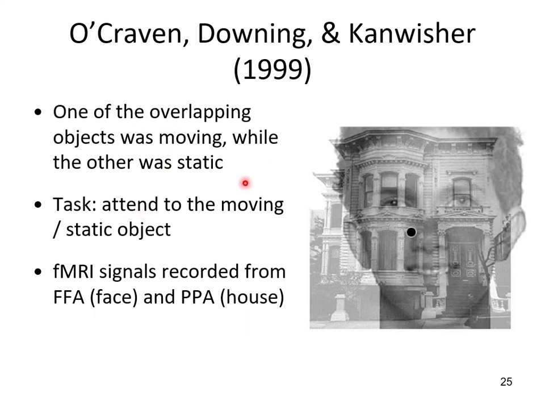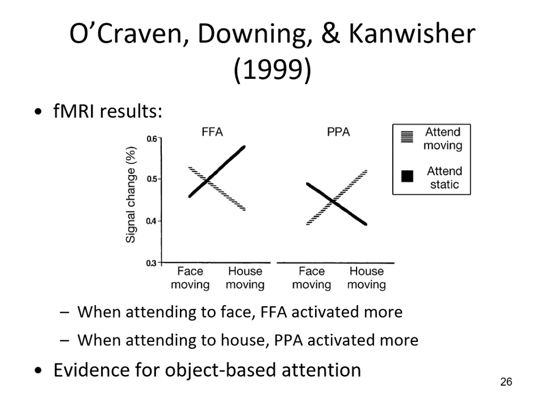However, in this experiment, they do a little twist. They do not directly ask participants to focus on the face or the house. Instead, one of the objects will move, and they ask the participant to attend to the moving object or to attend to the static object. So it's a twist, but effectively they are asking people to focus on the face or the house. This is the result, which is a little difficult to see, so we want to mark it so that we can see it better.